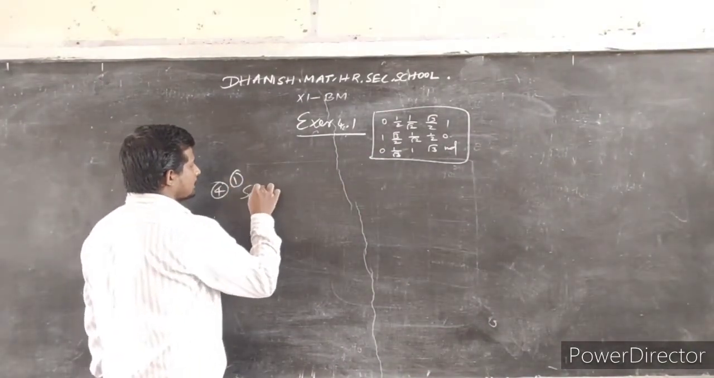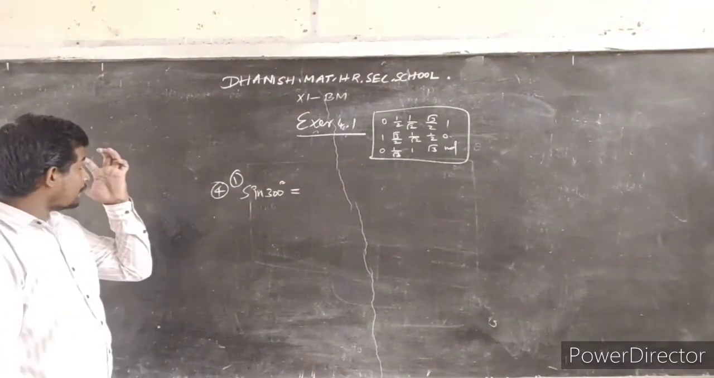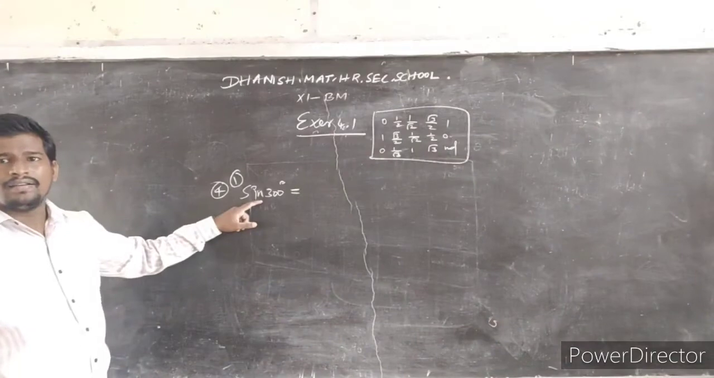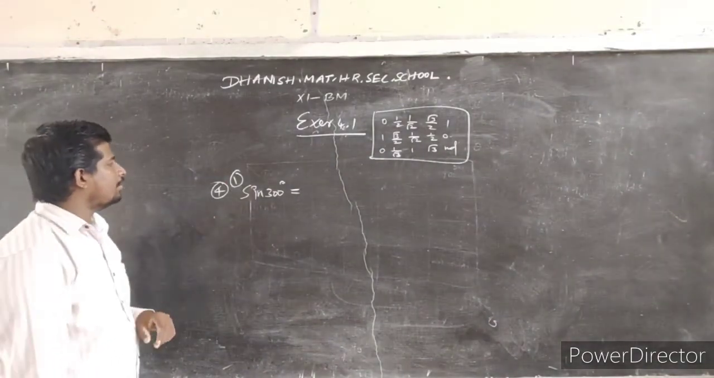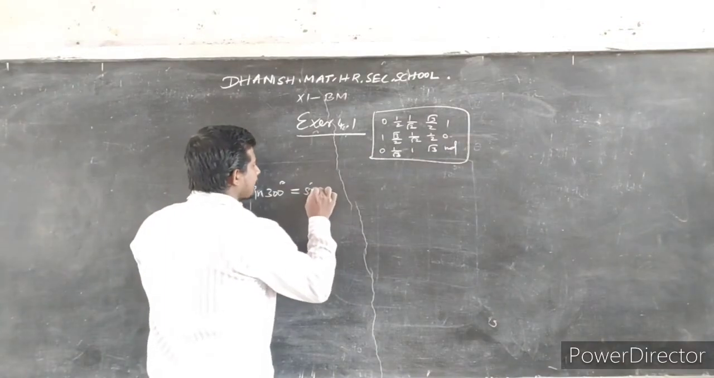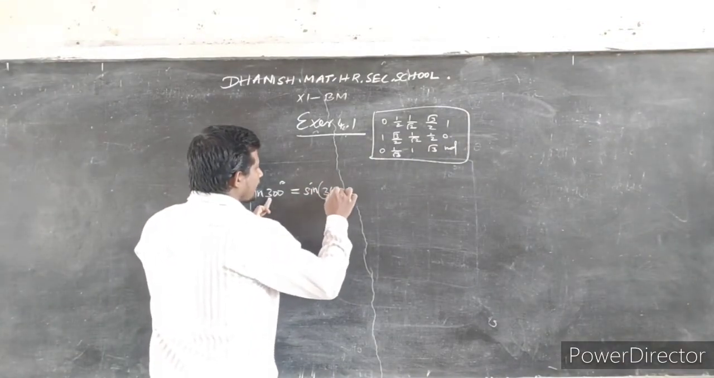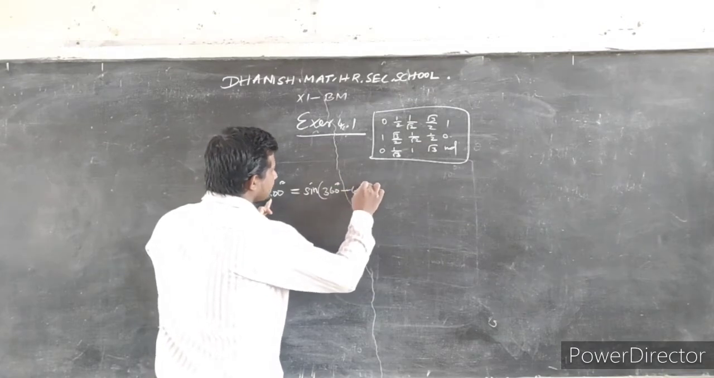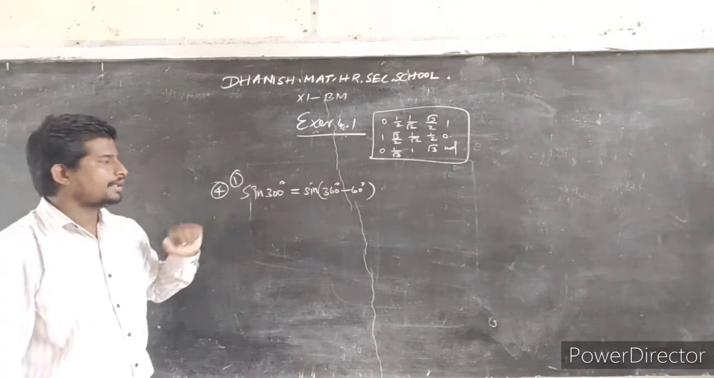First one, sin 300. For this we can find values from the table directly. So we are going to rewrite. Sin 300 degree can be written as 360 degree minus 60 degree. If you subtract this, you will get 300.